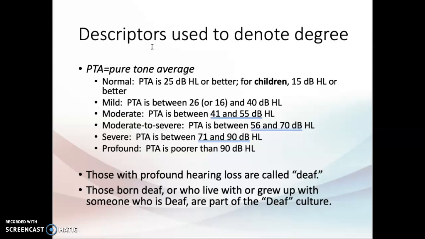Okay, down at the bottom, it says those with profound hearing loss are called deaf when we're talking about specifically the degree of hearing loss. When we're talking about the culture, right? So beyond hearing sensitivity, we use the capital D in Deaf culture. Okay, and we'll talk about that more throughout this semester.